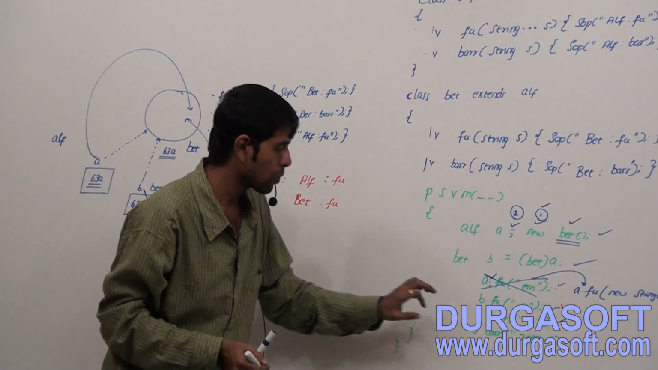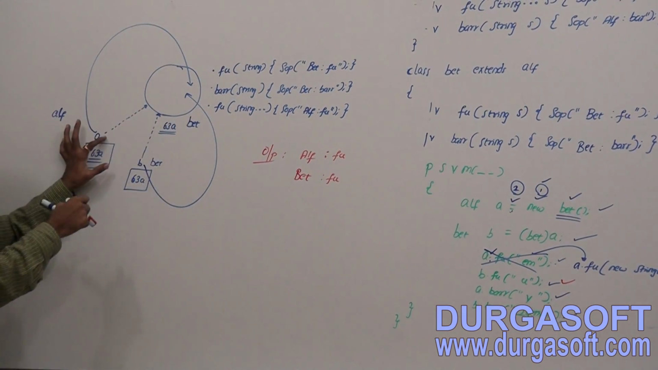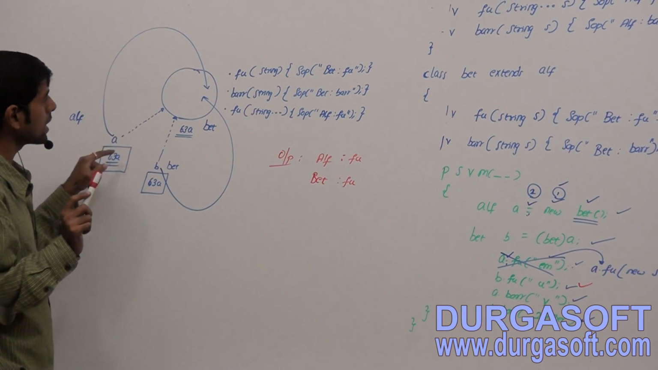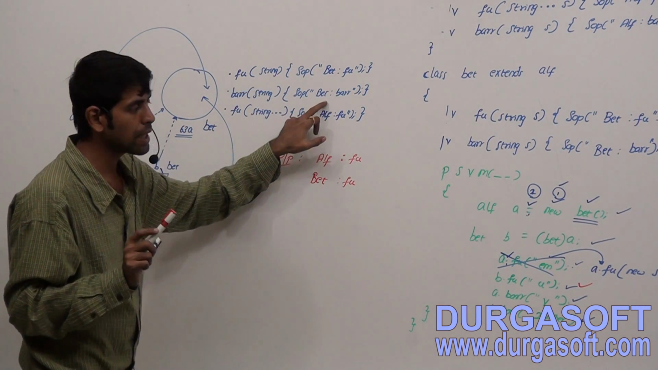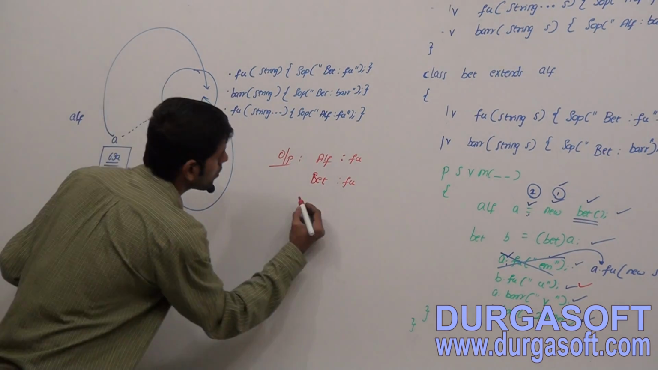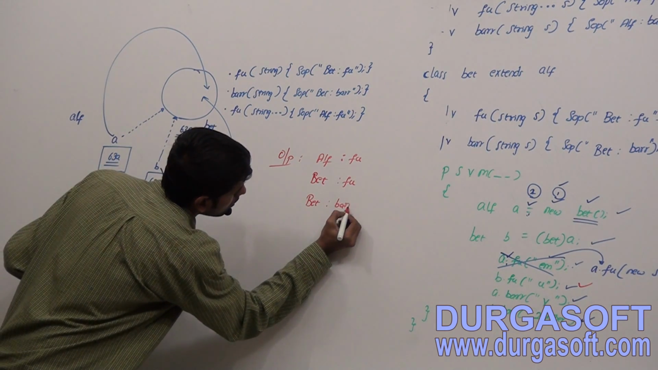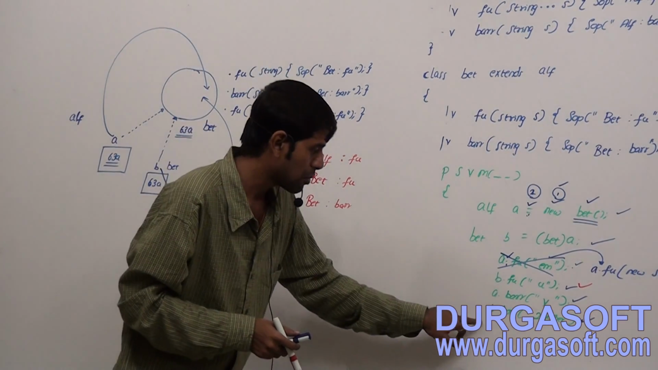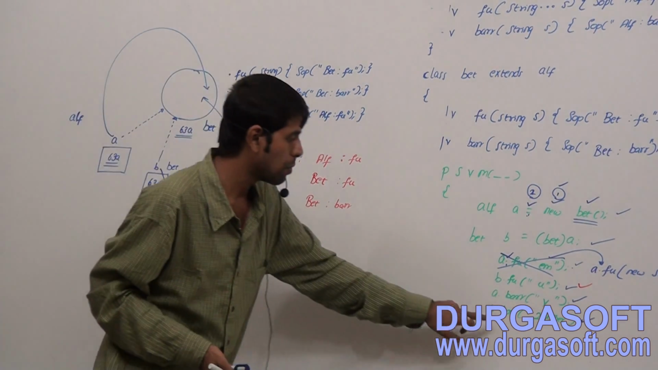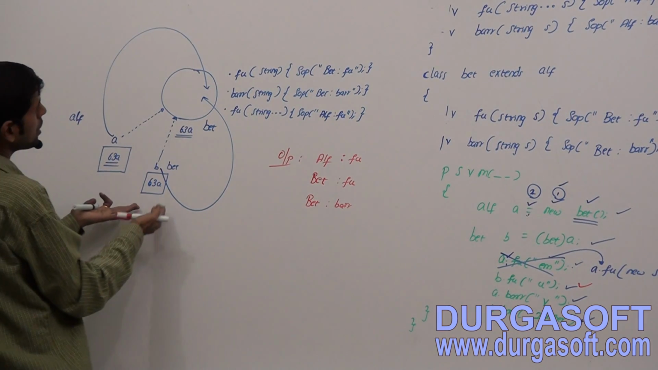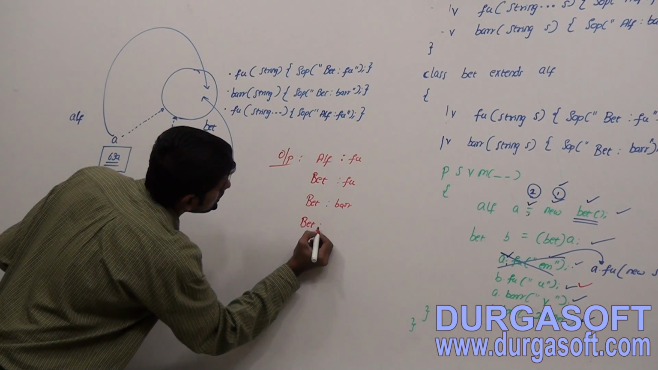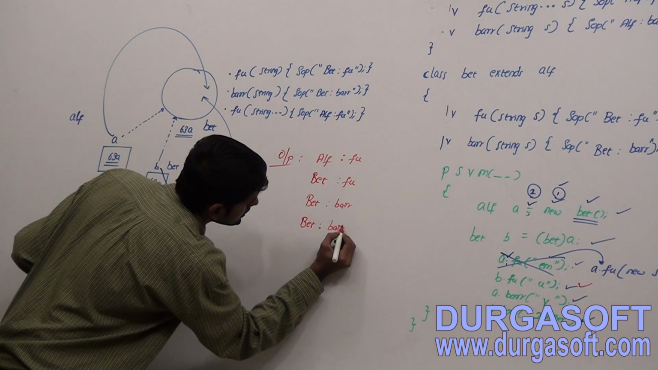Now come to this one. A, do we have a reference to our underlying object? Yes, a dot bar with a string object. Which method is going to get executed? This method, and it will give the output as what? Bet bar. Now come to this point. What is this? B dot bar. Do we have a reference called B? Yes, we are having that one. Once again, b dot bar of a string. Now which method is going to get executed? Bet colon bar. This is the output.